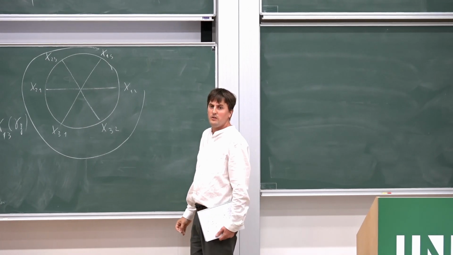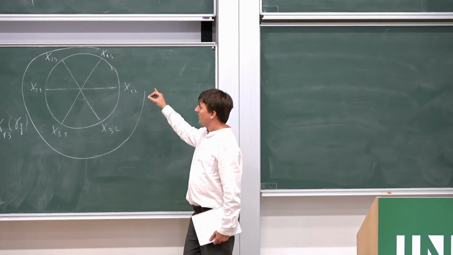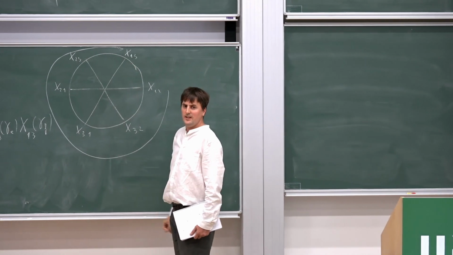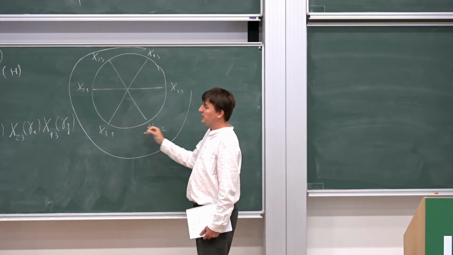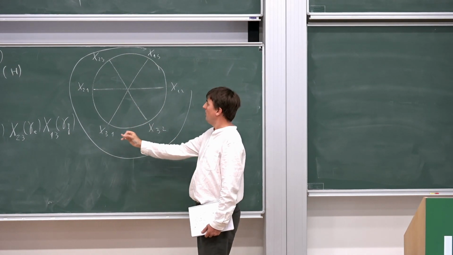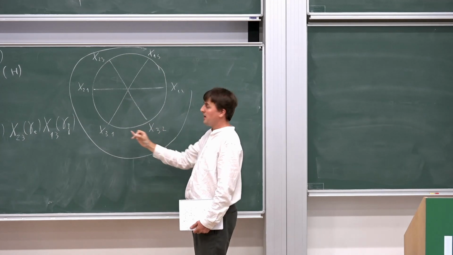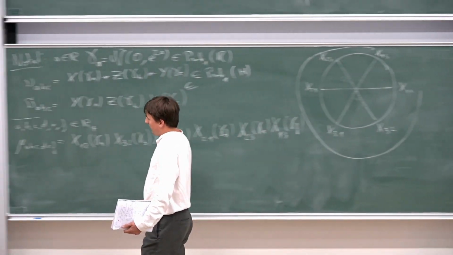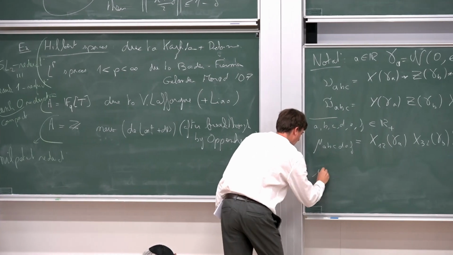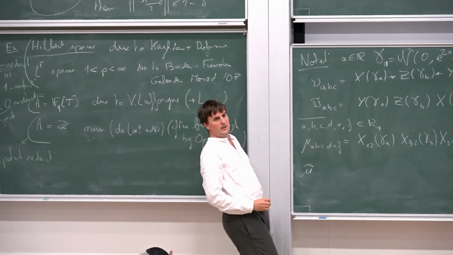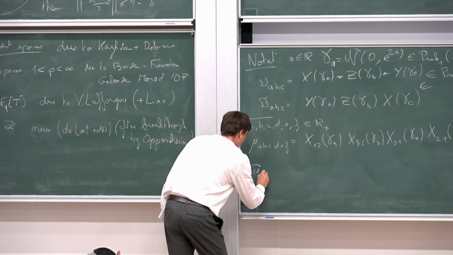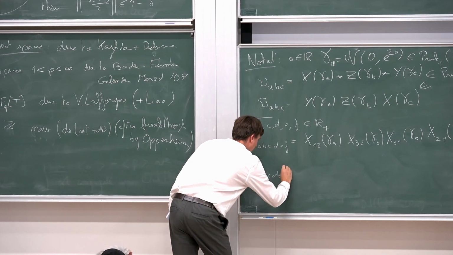And again, there is some reason why I want to follow it in the root order, but I could have followed this cycle in the other direction, and this gives me something else that I also need to consider. I denoted it by mu tilde A, B, C, D, E, F.